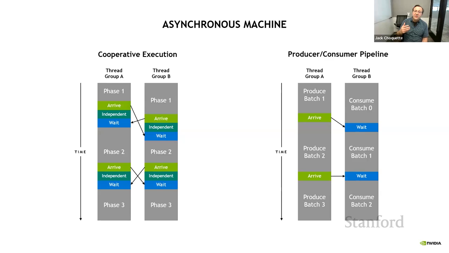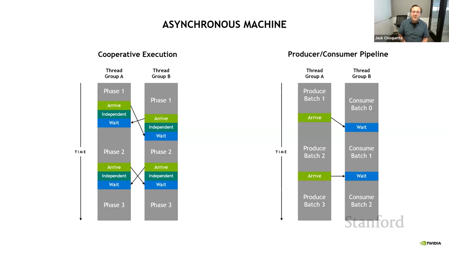Now let's see how things work with an asynchronous machine design approach. Here, synchronization is split. There's an arrive at the barrier, and then there's a wait at that barrier. When threads are cooperatively executing, all threads continue to arrive and wait at the barrier. However, between the arrive and the wait, each thread can schedule thread-independent work. So instead of being idle, waiting for other threads to arrive, each thread can be busy doing useful work, and you can hide the cost of the synchronization.